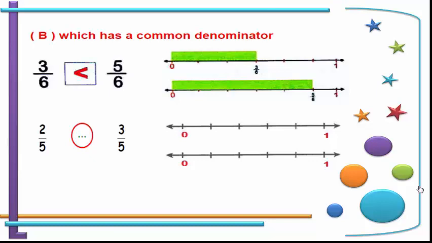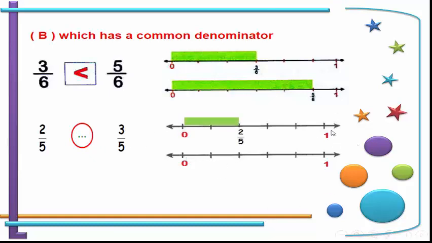Let's draw 2 over 5. Break the number line into 5 equal parts after 0. 1, 2, 3, 4, and 5. You know that 5 over 5 equals 1. Where is 2 over 5? 1 over 5, 2 over 5, 3 over 5. It's 2 over 5. Shade it. Okay. And 3 over 5.